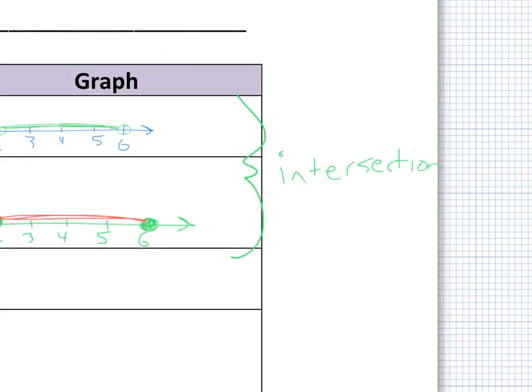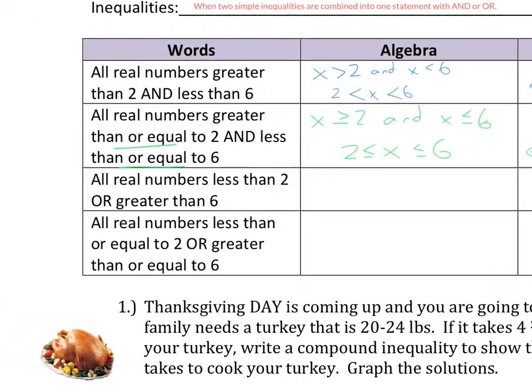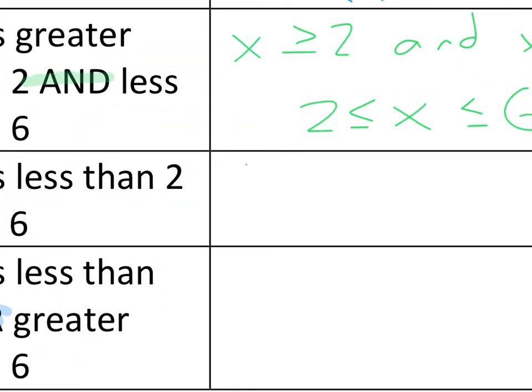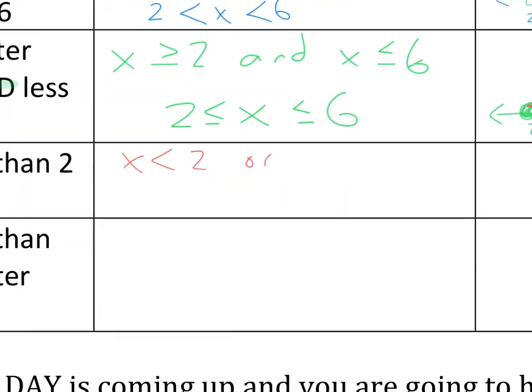It's important to know. On the other hand, notice how all of those had the phrase "and." Down here we have the phrase "or." Think about how that would be different. This says x is less than 2, all real numbers less than 2, or x is greater than 6, all real numbers greater than 6. This means it's everything except the numbers between 2 and 6. There's no way to write these as one statement because we're not including those numbers.